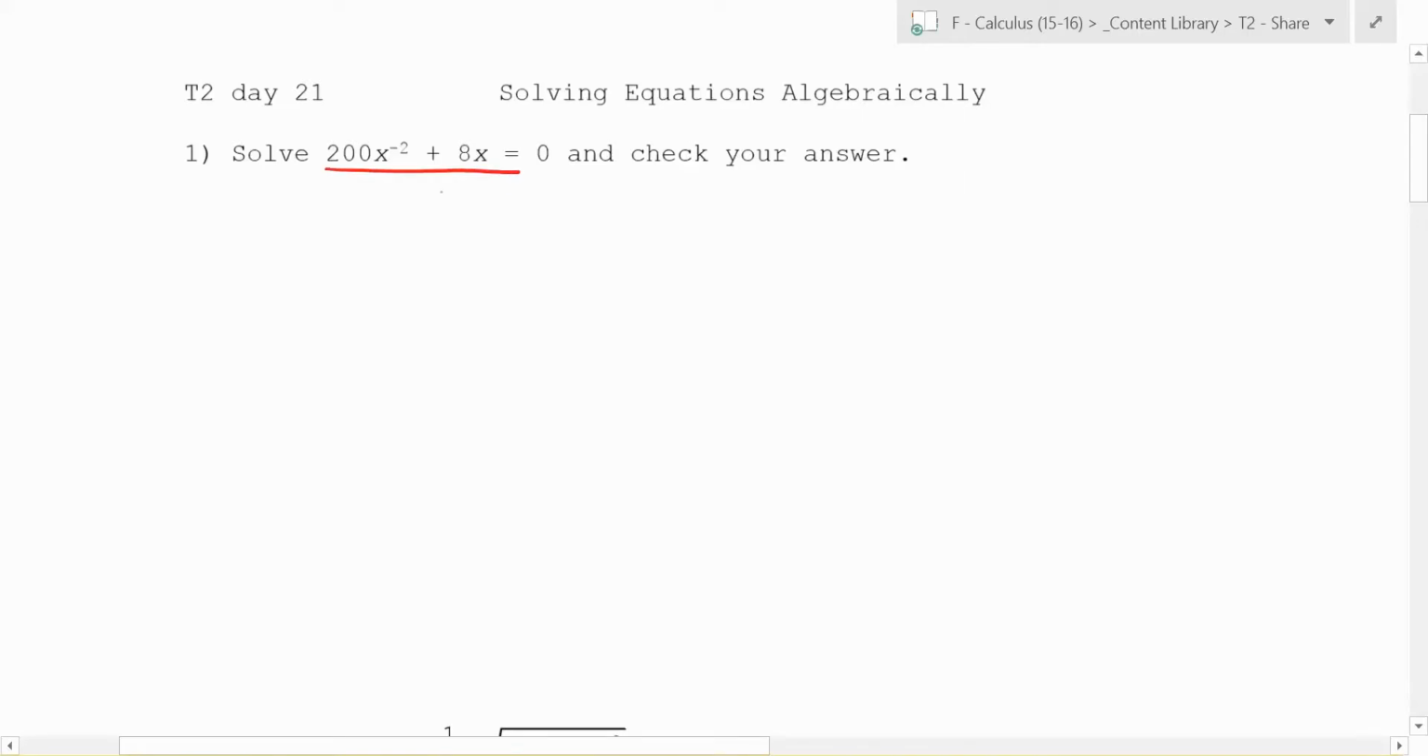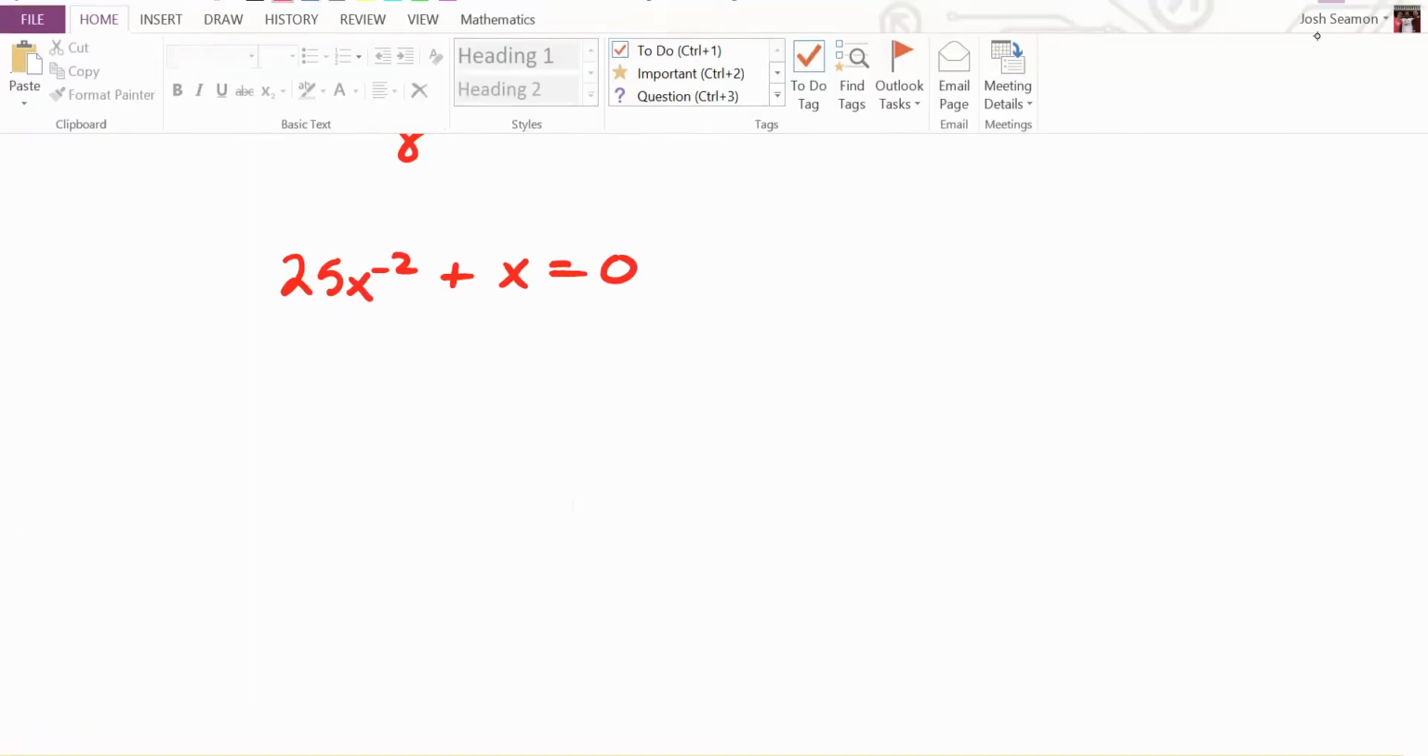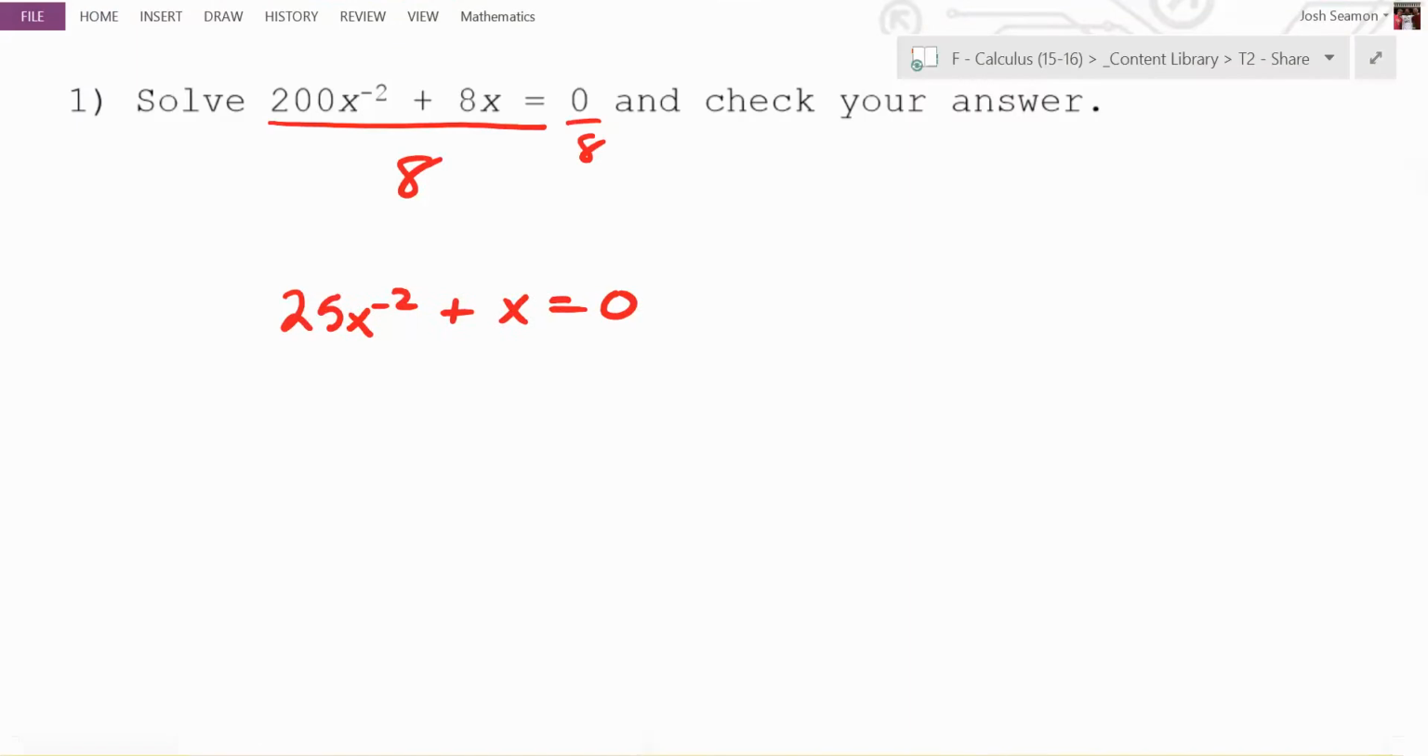Step 1, you divided by 8. I like that. It's fantastic, both sides. So what did you end up with? 25x to the negative 2 plus x is equal to 0. Can someone tell me what I should do next? Anybody have a suggestion for what I should do next?